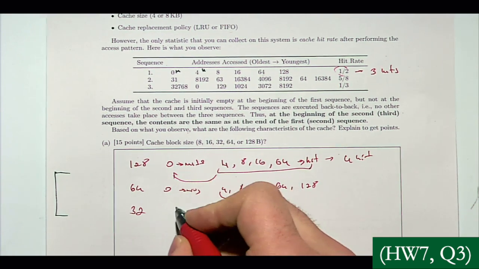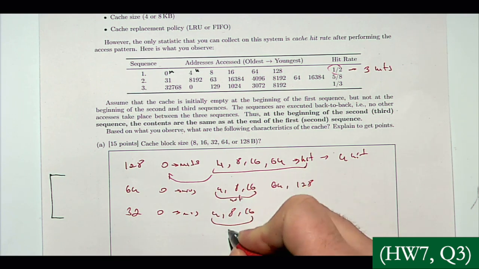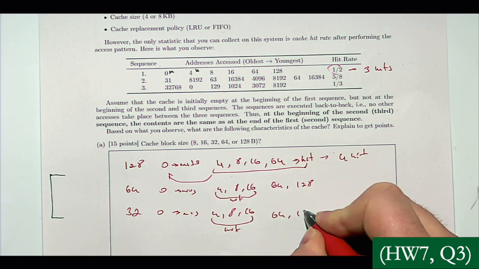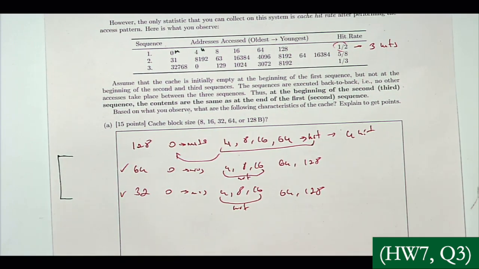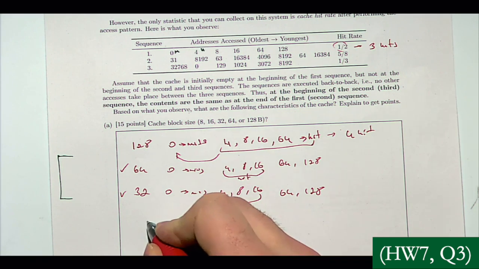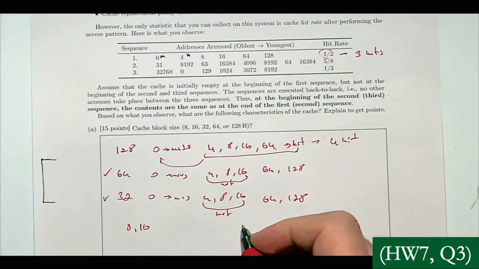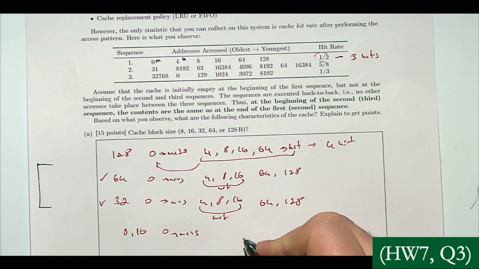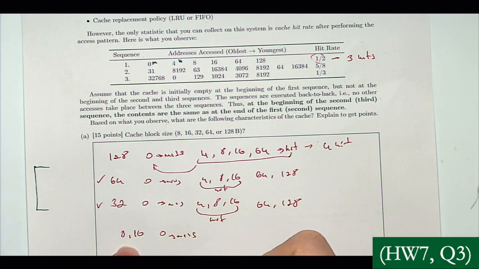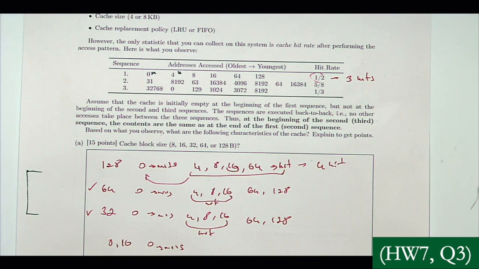So let's try 32 again. Zero again, miss. 4, 8, 16 again, hit. And the rest, again, are misses. So this also works, kind of, for now. And for the last options, we have 8 and 16. But for these, zero will again be a miss for both, and for both of these, we won't be able to include 16. So basically, we will end up with at most two hits, and this is not going to work as well.